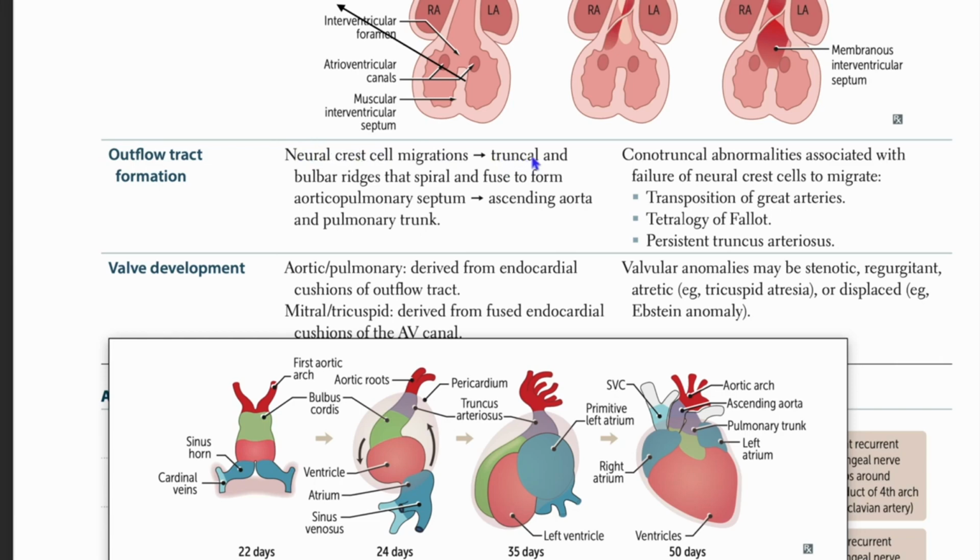So then you have truncal and bulbar ridges that spiral and fuse to form the aorticopulmonary septum. Okay, so that's this part right here. And then you have the ascending aorta and pulmonary trunk. So after this thing twists around like that, these arrows are showing you the twisting of it. So this doesn't move. It's this part that moves.